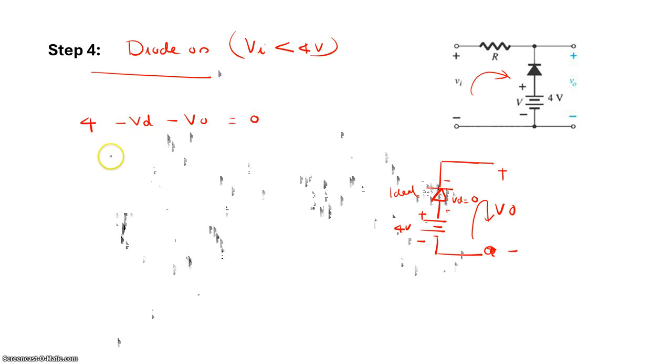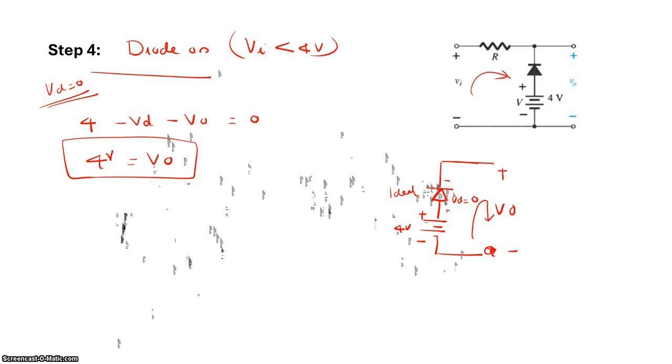And VD is 0, we know, right? When the diode is on, VD will be equal to 0. So 4 should be equal to your V out. So when the diode is on, your output voltage is a constant voltage of 4 volt.